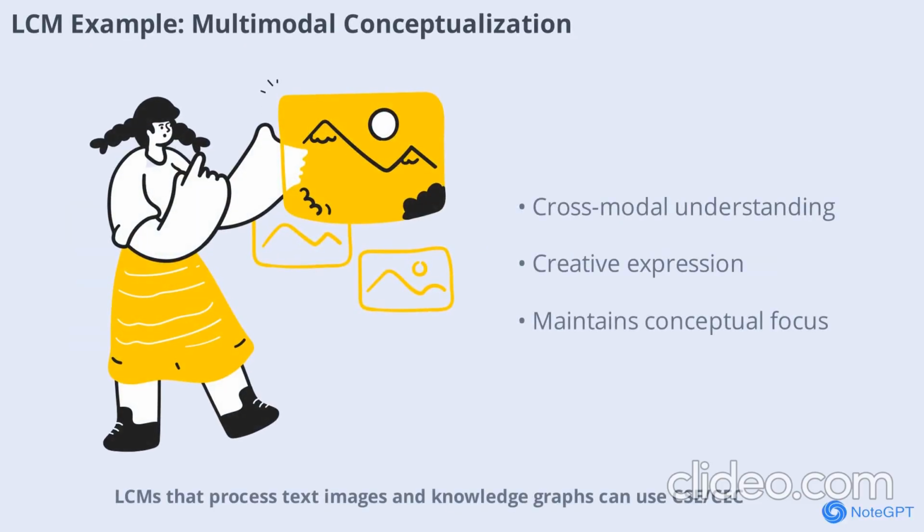LCMs that process text, images, and knowledge graphs can use CSE-CEC to balance visual richness with semantic grounding. For instance, when asked to show how freedom is represented in art, the model connects abstract ideas to historical visual styles while maintaining conceptual focus. This equilibrium-driven approach supports deep, cross-modal understanding and creative expression.